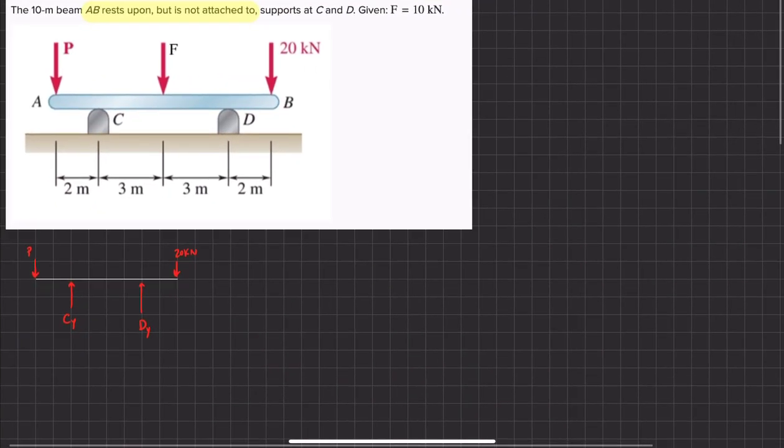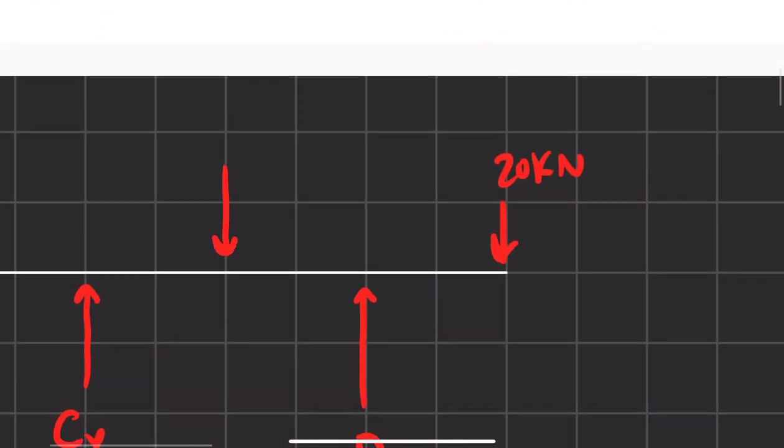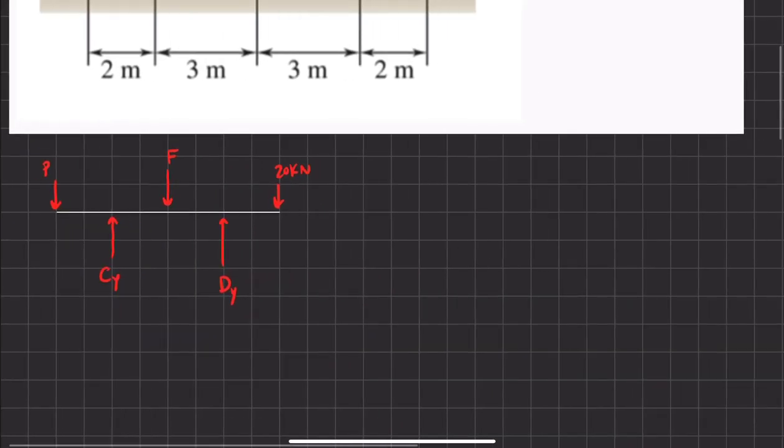So we have our beam going across. I just like to draw it as a straight line. And then we have our force P on the far end, as well as 20 kilonewtons right here. At C, we have C of y pointing up, and at D, we have D of y pointing up as well. Also, right in the middle of the beam, we have force F coming down. So that is what the total free body diagram looks like.